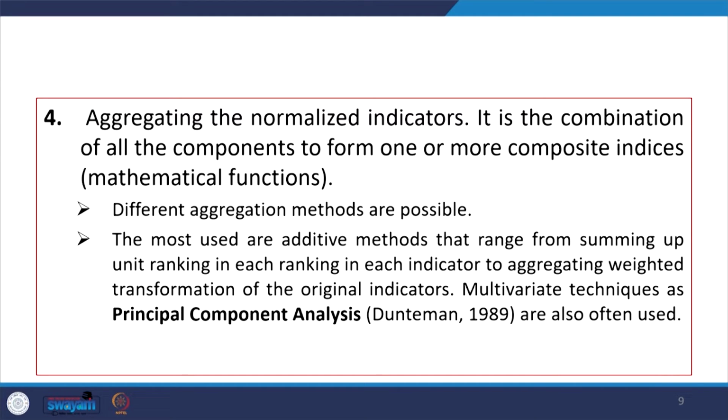Aggregating the normalized indicators is the next step. It is the combination of all the components to form one or more composite indices, having its mathematical properties and functions. Then different aggregation methods are possible. The most used are additive methods, that range from summing the unit ranking of each of the indicators to aggregating weighted transformations of the original indicators. Multivariate techniques called principal component analysis are often used, as also cited by this author.